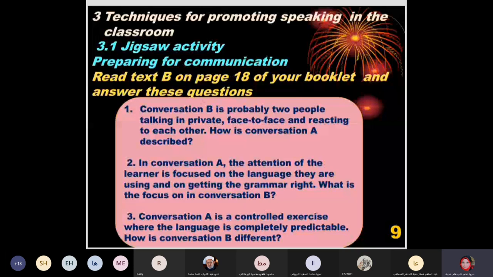After you have read the text, we will have a choral discussion. I have pasted the link of the document which has text B in the chat box for people who don't have the book. So go to the chat box, click on the link, and you will find the text. Read it, think of answers, and come back to me.